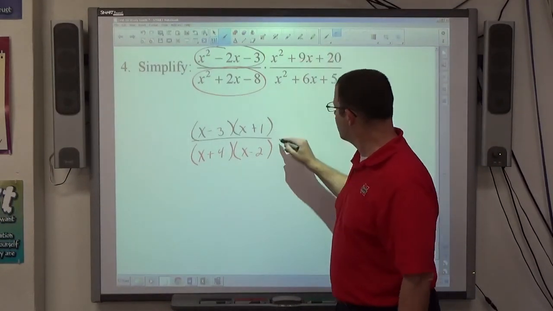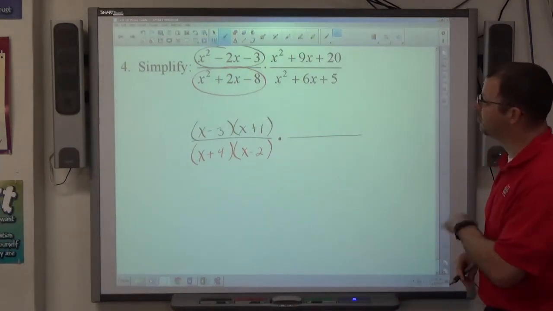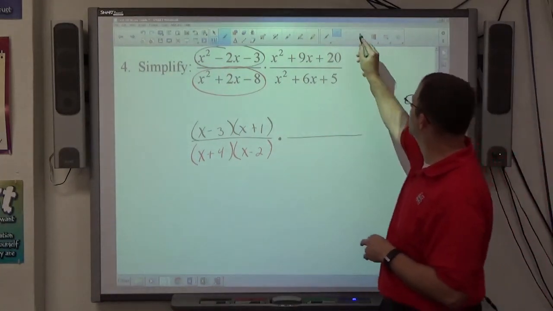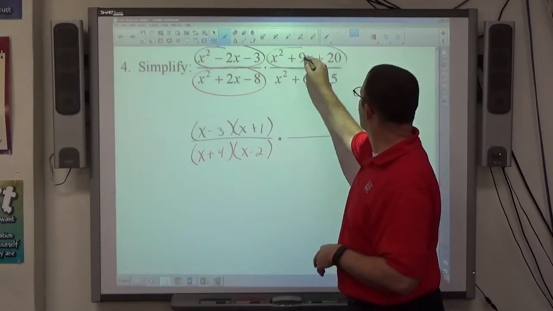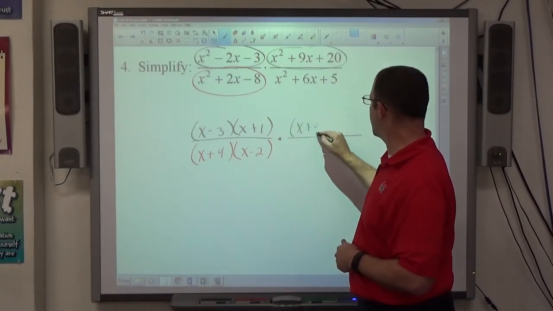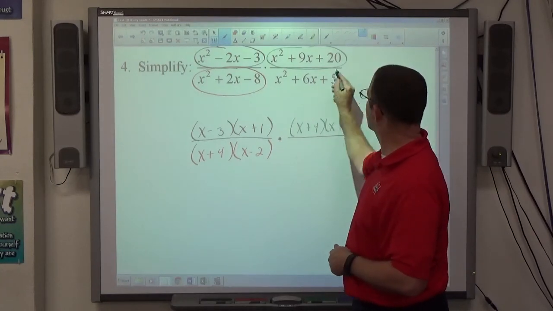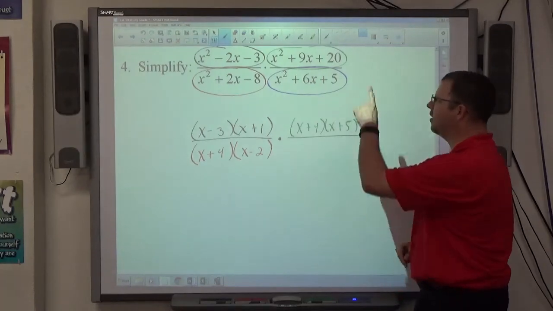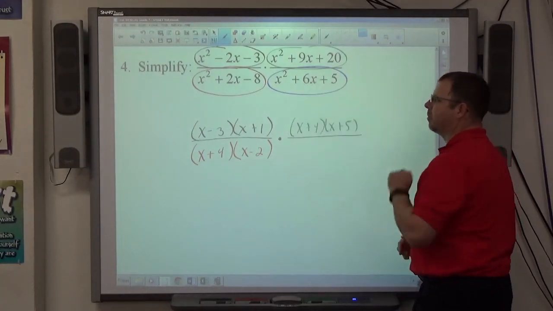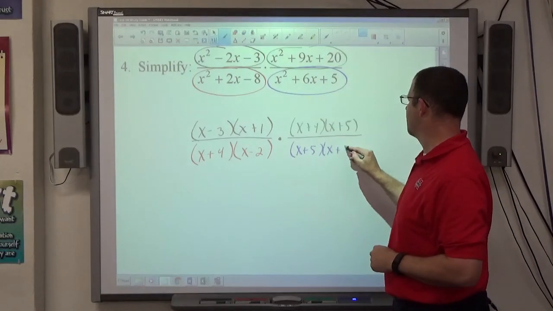Then it says times, so it's going to be fine. If it was a division, we'd have to change it to multiplication. This one is multiplication, we're ready to go. The top here, 4 times 5 is 20, 4 plus 5 is 9, so x plus 4, x plus 5. And finally the last one, x squared plus 6x plus 5. 5 times 1 is 5, 5 plus 1 is 6, so x plus 5 times x plus 1.